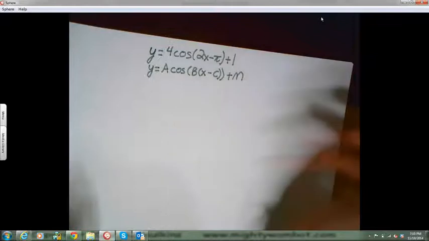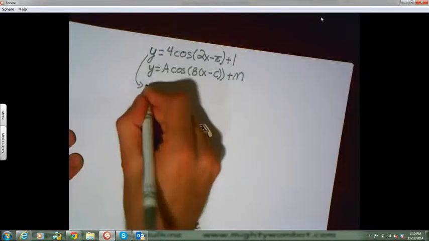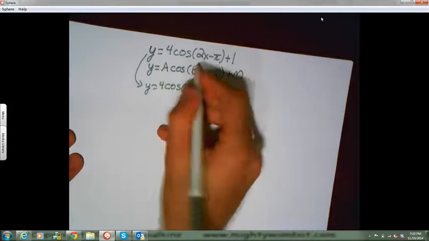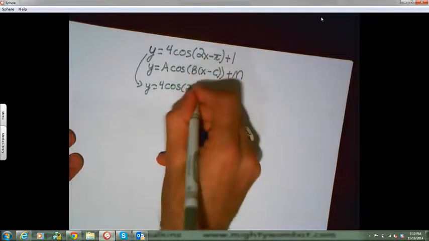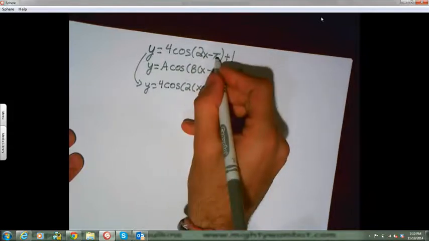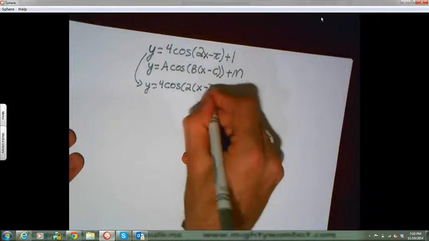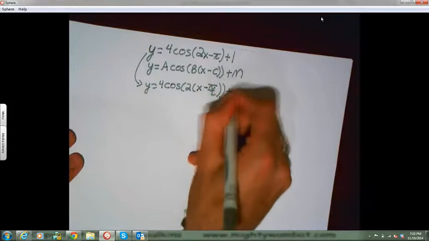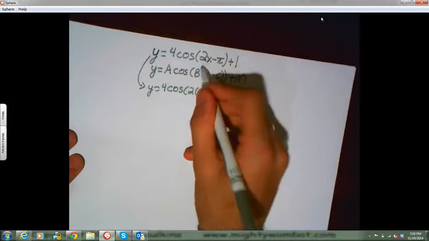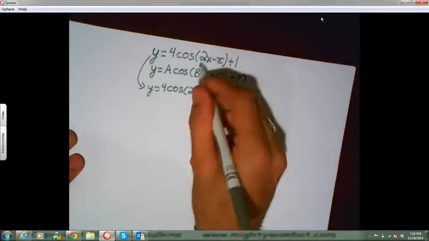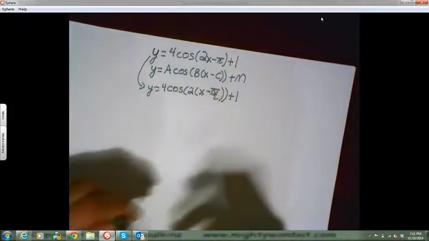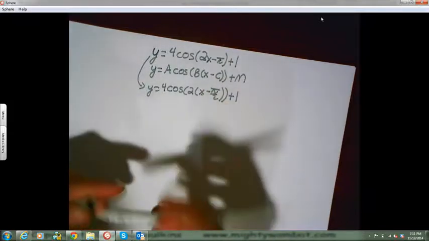So here's what I'm going to do. I'm going to come down here and say y equals 4 cosine. I'm going to factor out a 2. So 2x divided by 2 is just x, minus pi divided by 2 is pi over 2, plus 1. So the 1 came down, the 4 came down, the cosine came down, the 2 was factored out. So it was 2x divided by 2, which is just x, and pi divided by 2, which is pi over 2.